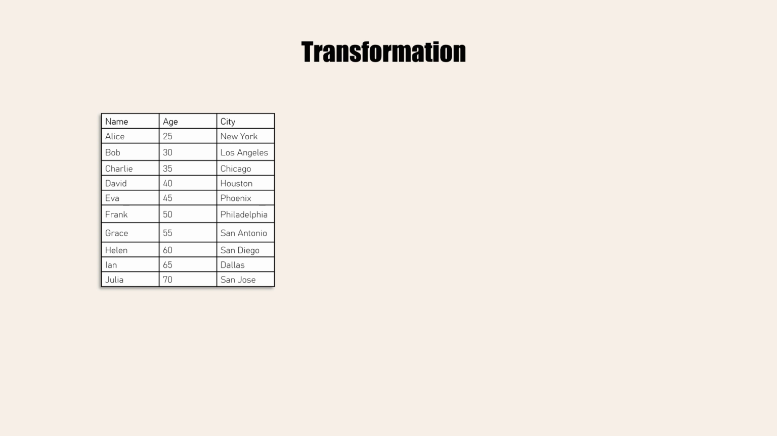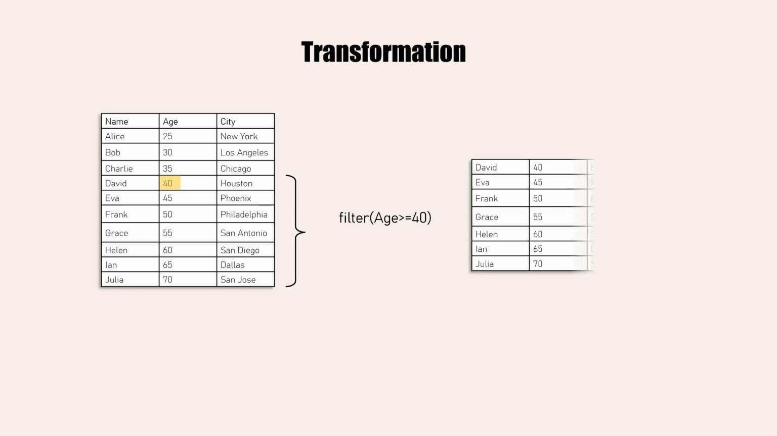Suppose we have data of people with their name, age, and the city they reside in. And this data is sorted in ascending order by age. If I ask you a question, just filter this data and return back to me the rows with age greater than equal to 40. Well, these are these rows. That's simple. I ask you this question and you return back this data.